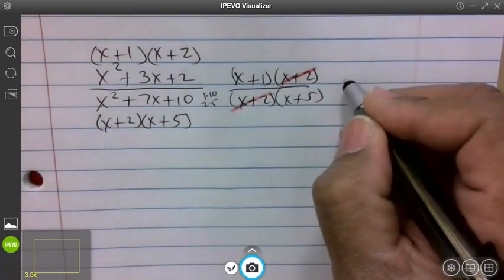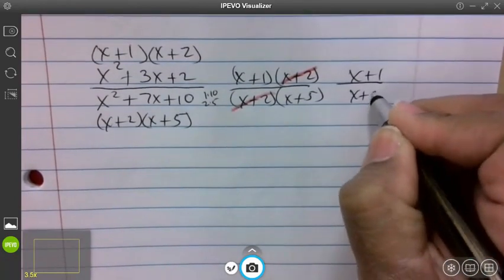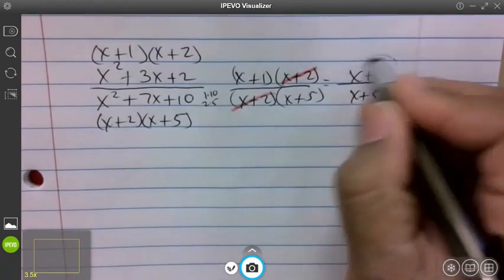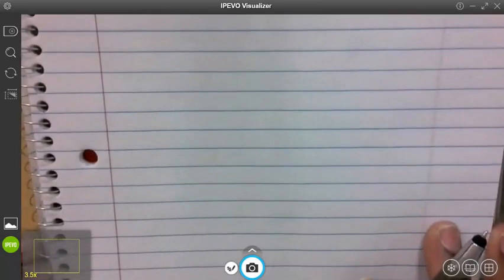So on my top, I have x plus 1. On the bottom, I have x plus 5. All right, and right there, that's it. That's your answer. Okay, all we did was simplify that rational function. Again, rational as in ratio, as in a fraction. Okay, let's try another example.